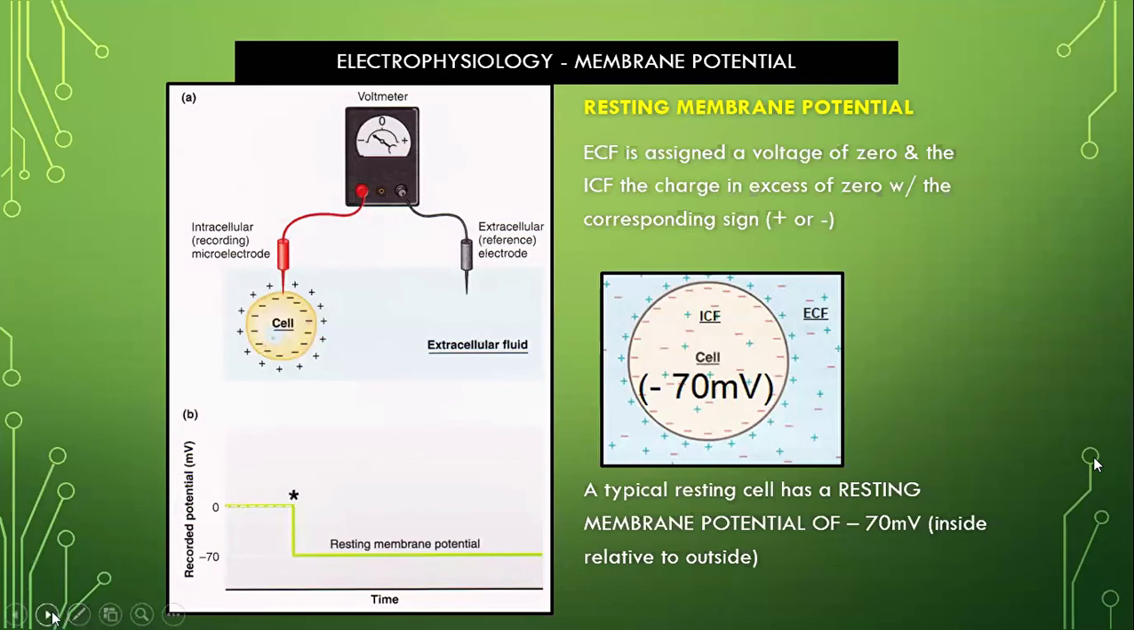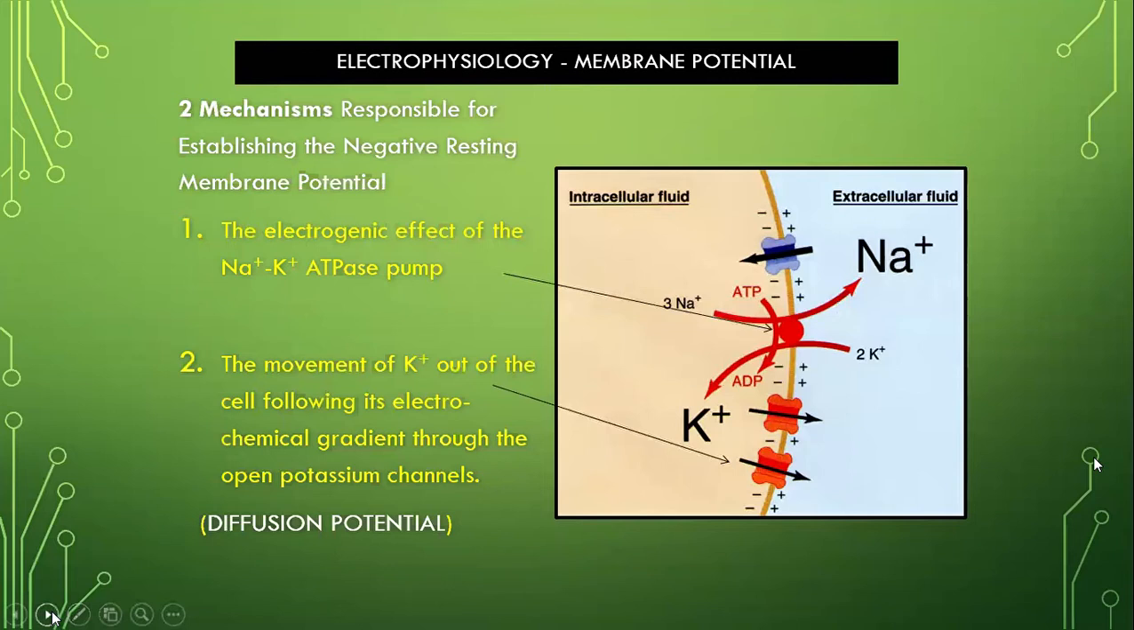Two mechanisms are responsible for establishing the negative resting membrane potential. One is the electrogenic effect of the sodium-potassium ATPase, as I have shown you earlier. Number two is the movement of potassium out of the cell following its electrochemical gradient through the open potassium channels. So this is your diffusion potential, the diffusion potential of potassium out of the cell.